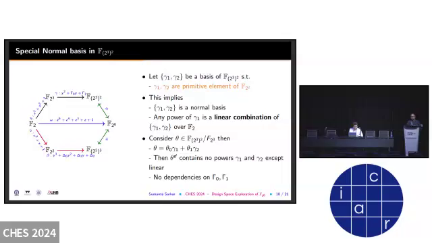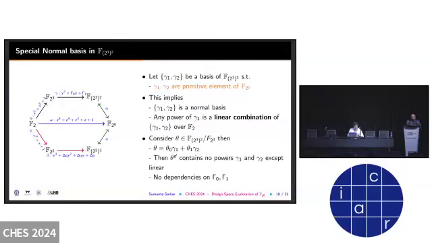Suppose you are taking the upper root, the black arrow. When you are taking that root, you need to choose a basis over F2^3 squared. And suppose that basis, gamma 1, gamma 2, is coming from the other subfield. So you have taken the root through F2^3 to F2^3 squared, but you are taking the basis elements from the other subfield, which is F2^2. When we do that, we see that gamma 1 and gamma 2 form a normal basis. Any power of gamma 1 is a linear combination of gamma 1 and gamma 2.